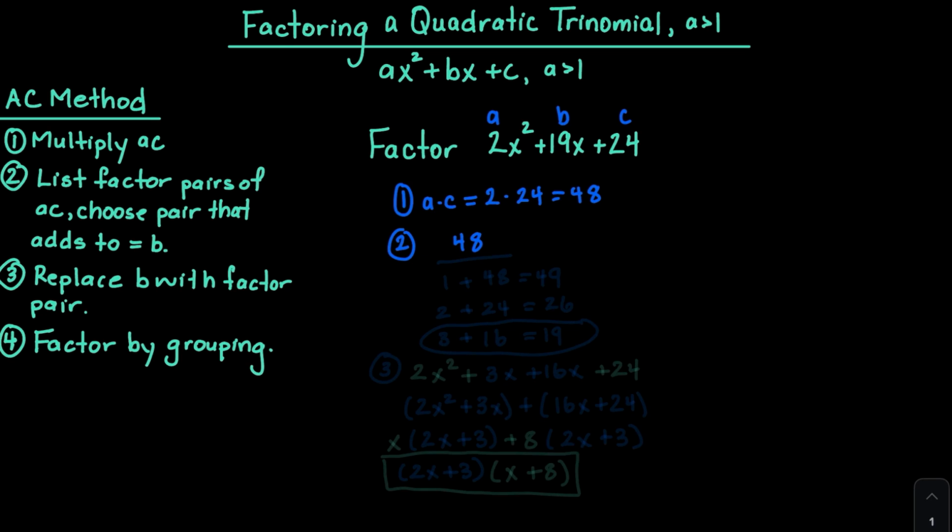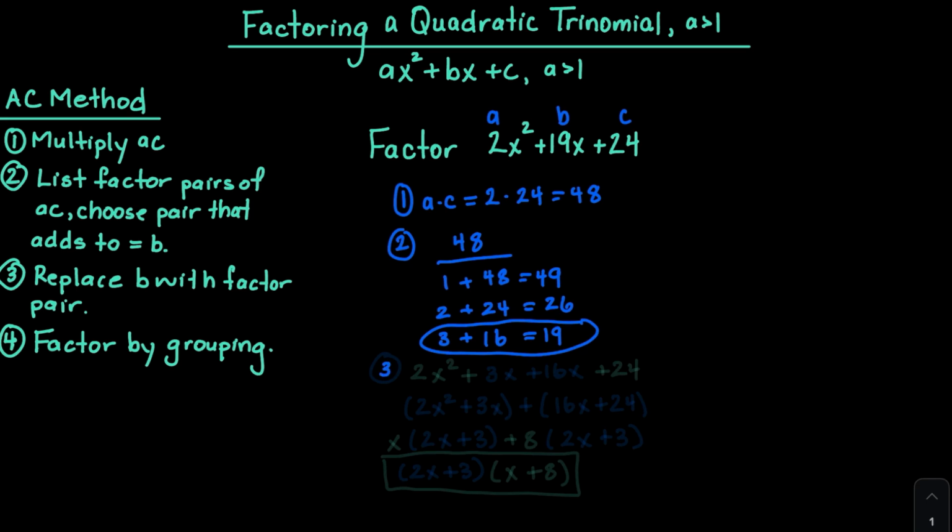C is positive and B is positive, so I know my factor pairs are going to just be positive. So we've got 1 and 48. When we add those, we get 49. That's not it. 2 and 24. When we add those, we get 26. That's not it. 3 and 16. When we add those, we get 19, which is what we are looking for. 2 numbers that when we multiply get 48, but when we add them, we get 19.